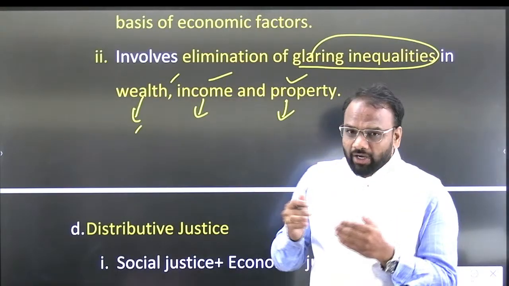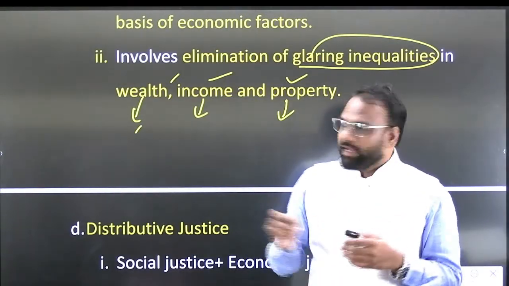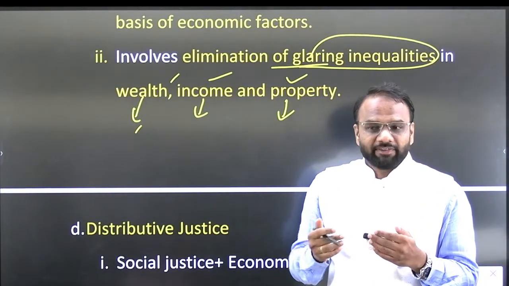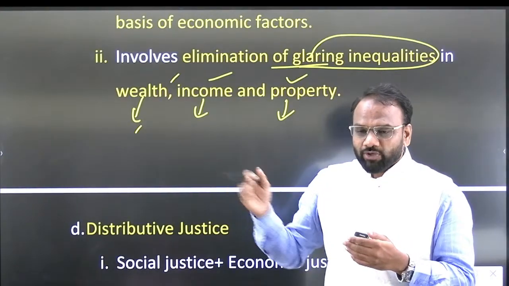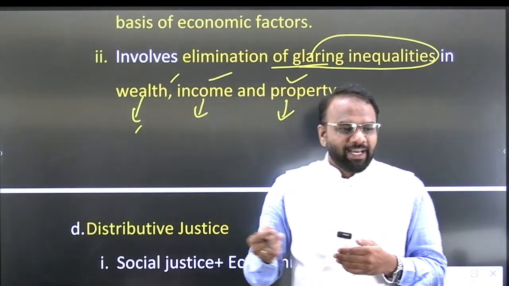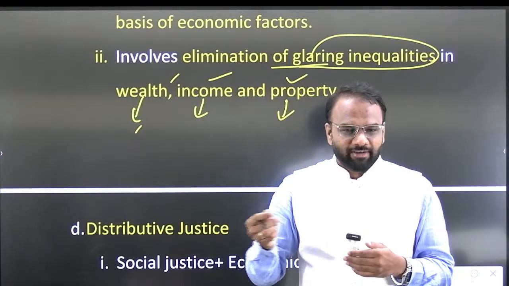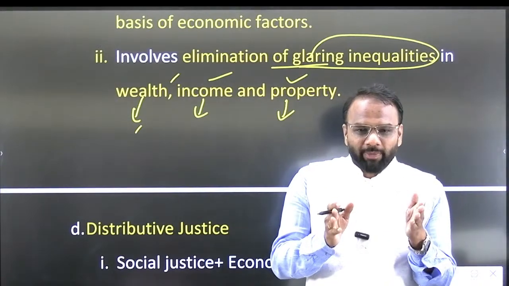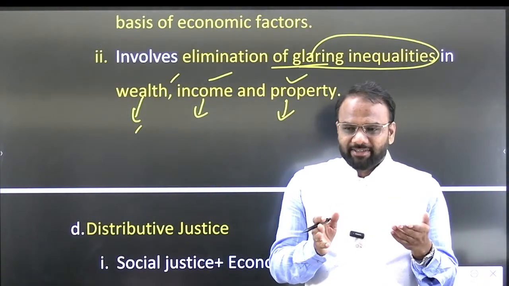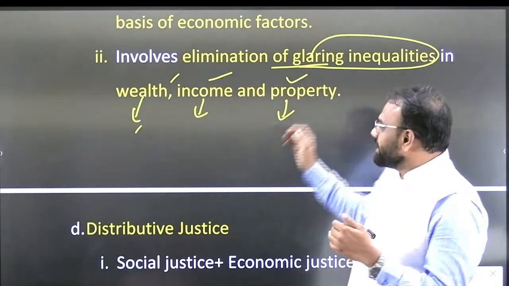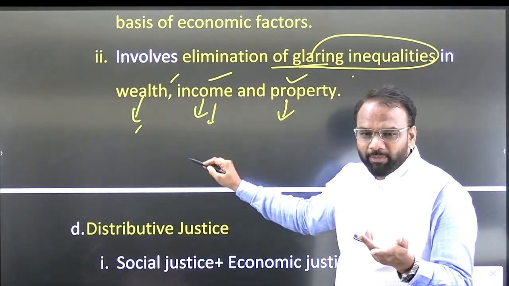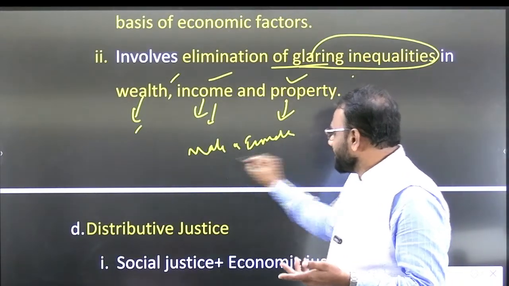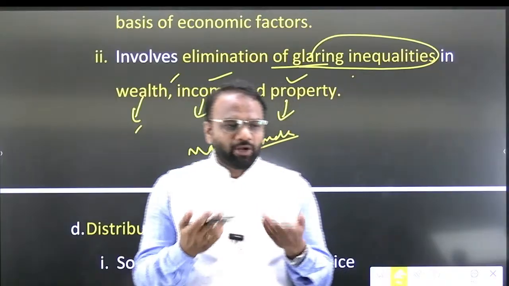So the government will try to eliminate these inequalities. Can we completely remove them? It's practically impossible, but at least it will make a try. So whenever the government is trying to do these things, it's an example of providing what kind of justice? Economic justice. So as I mentioned, equal pay for equal work for both men and women can be an example of economic justice, because you are trying to reduce inequality in income between male and female.